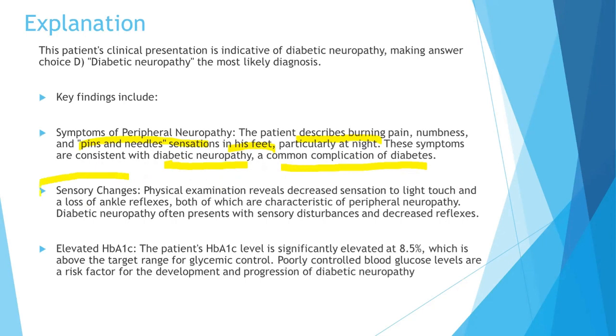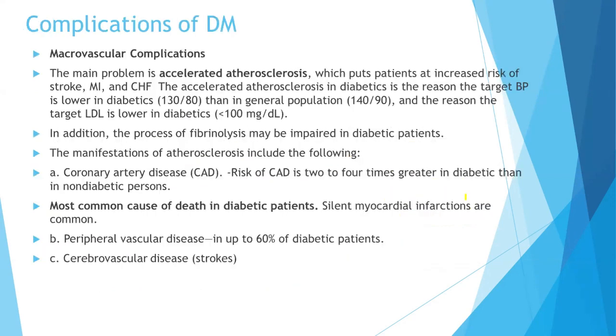Now there are some sensory changes: physical examination may reveal decreased sensation to light touch and loss of ankle reflexes, both of which are characteristic of peripheral neuropathy. Diabetic neuropathy often presents with sensory disturbances and decreased reflexes. Now, the elevated HbA1c shows that the patient's blood glucose level is not at the target level. So the patient has poorly controlled blood glucose levels, which are a risk factor for the development and progression of diabetic neuropathy. Now let's talk about the complications of diabetes mellitus.